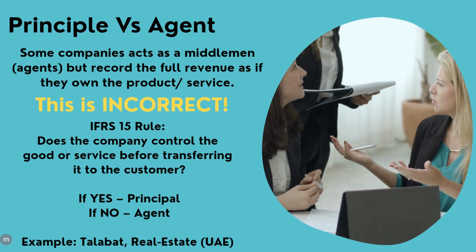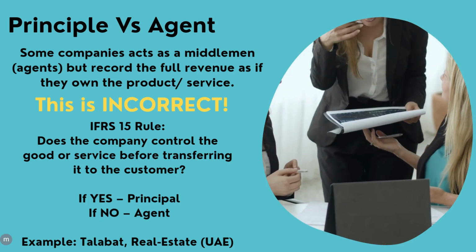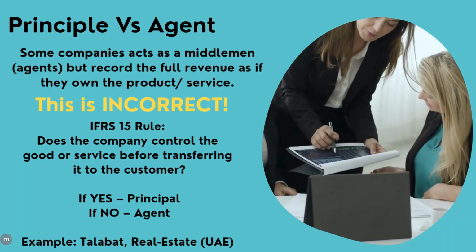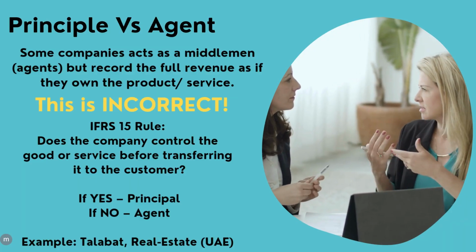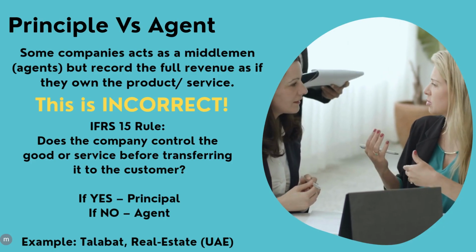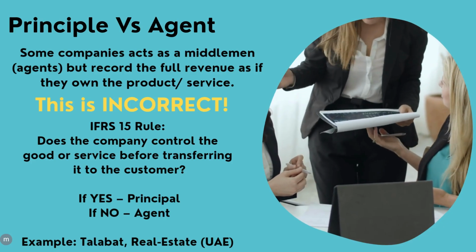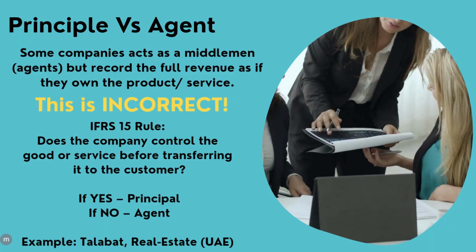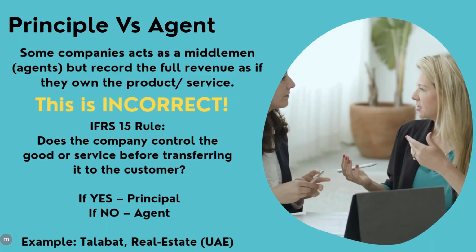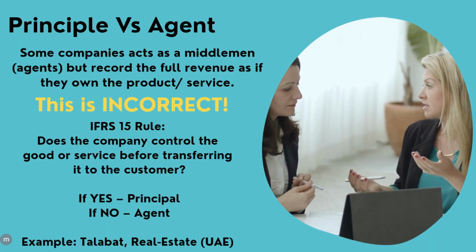So when the customer pays $50, does Talabat get to show the whole $50 as revenue in their books? No. Talabat only earns the commission for arranging the deal, say 10%, so $5. The rest belongs to Burger King. This stops the agent from pretending they own the stuff they never really control.